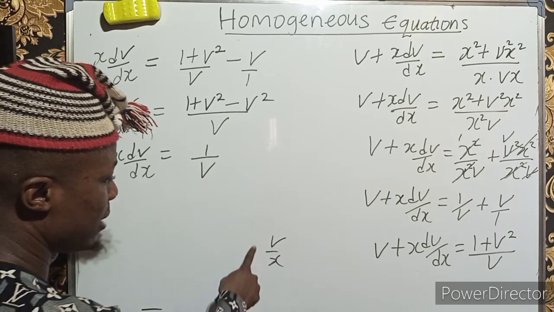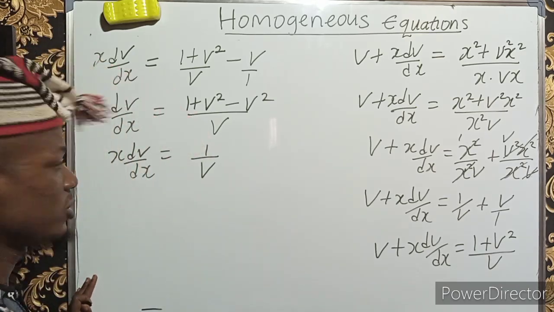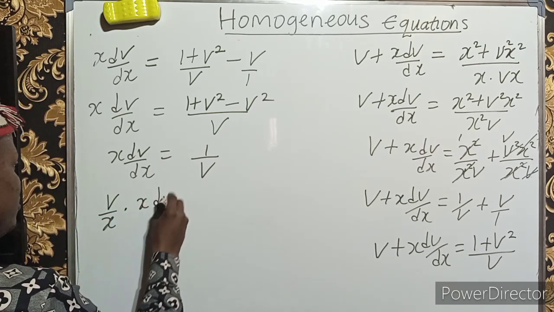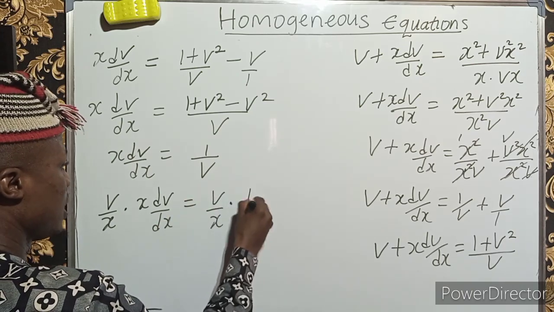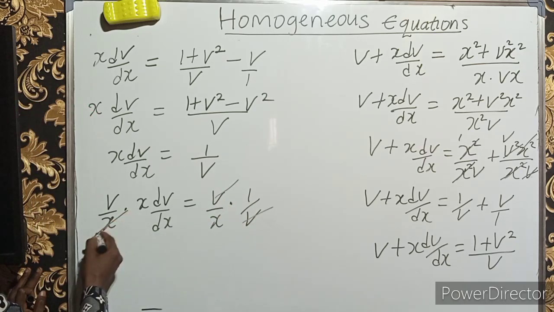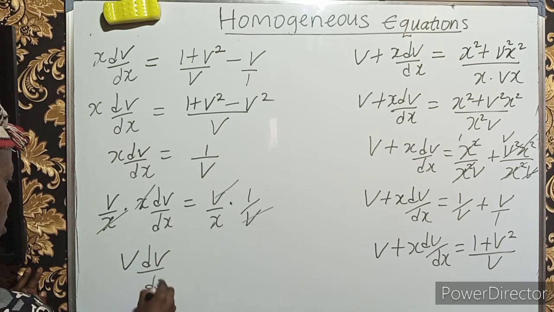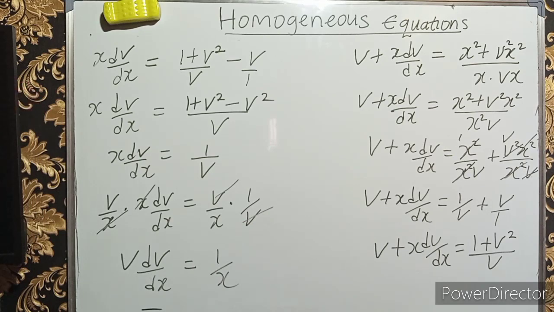So I will multiply both sides by v over x, because whatever you do to both sides of an equation, it remains unchanged. So I'll have v over x multiplying x dv dx equals v over x multiplying 1 over v. So that v cancels out, then x cancels out. So we have v dv dx equals 1 over x. Then we now integrate both sides with respect to x, and that will give us the required answer.